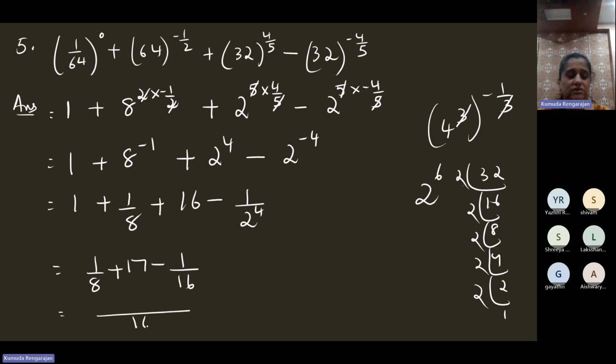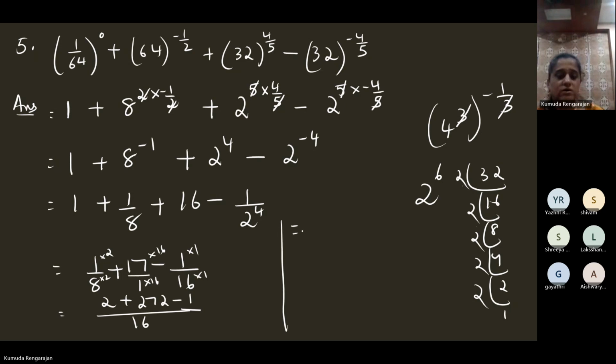Common denominator 16. So into 2 into 2, you get 2, and here it is by 1, so into 16 into 16. So what is 17 into 16? 272, plus 2, 274, minus 1, 273 by 16. You can write this as a mixed fraction or you can leave it like this. It's fine.